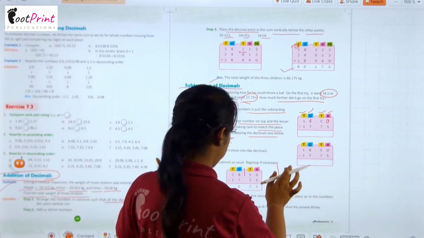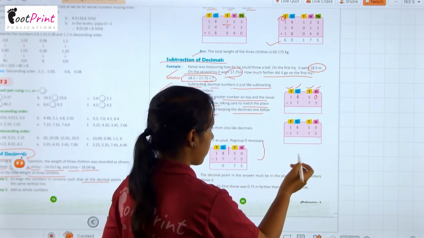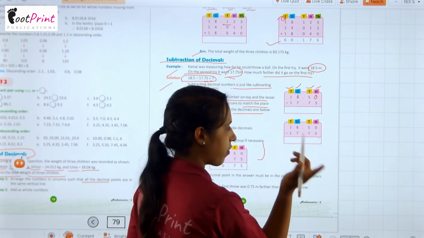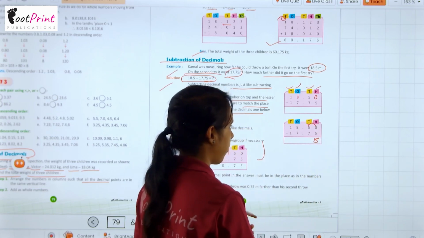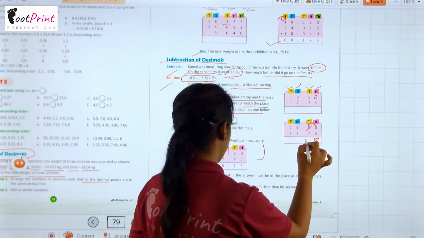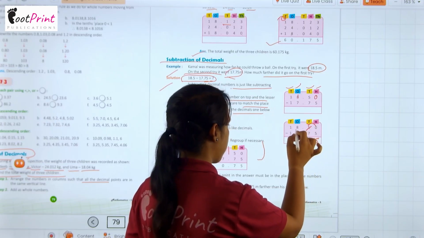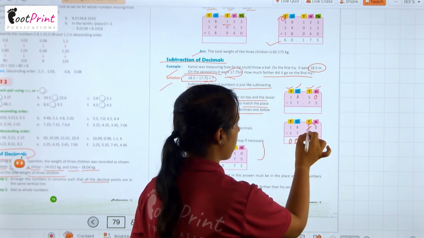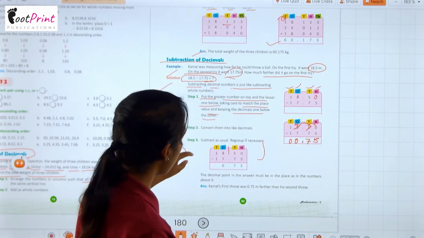Okay, so here 0 में से 5 जाएगा नहीं, तो यहाँ से कैरी लेंगे, 10 में से 5, 5. ठीक है, ये हो जाएगा 14, 7 गया 7 पॉइंट. Here we have 7 and 0, and 0 because it is carried from forward. Okay, so we get 0.75.